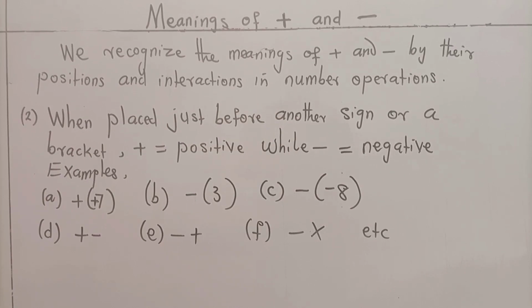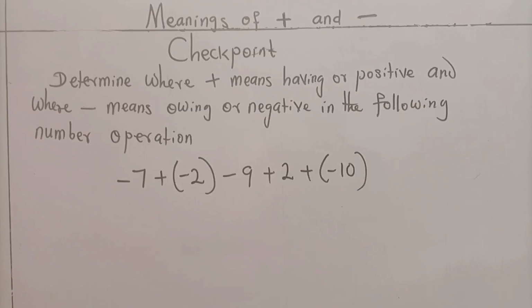Watch out for a test. At this point, we want to find out if we have known what the meanings of plus and minus are. Use the following number operation to test your knowledge and understanding of the meanings of plus and minus. The checkpoint says, determine where plus means having or positive, and where minus means owing or negative in the following number operation. The number operation is minus 7 plus bracket minus 2 minus 9 plus 2 plus bracket minus 10.